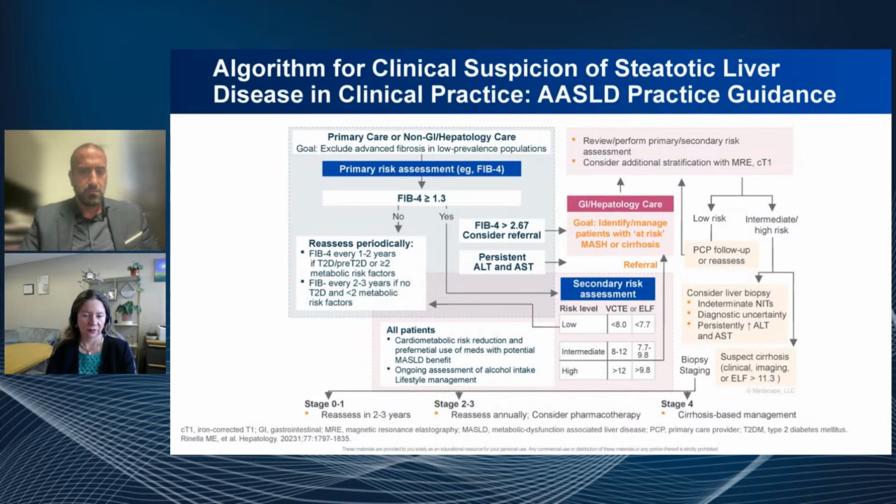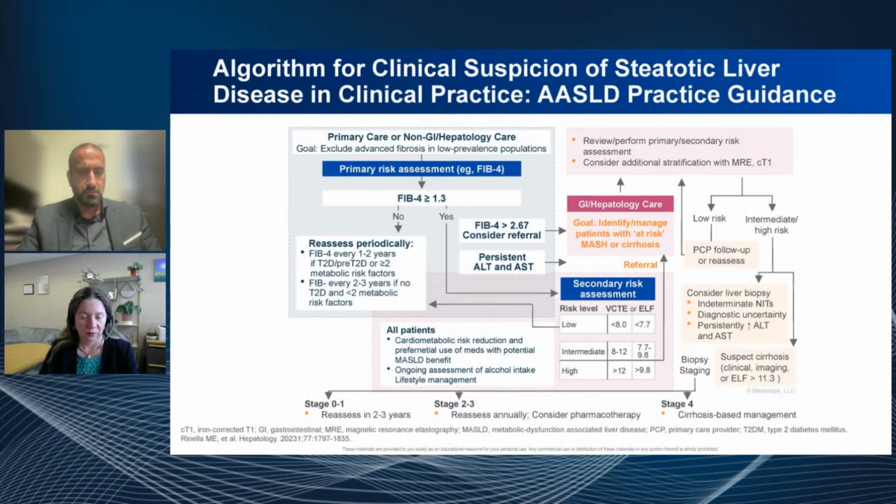If FibroScan is available, the cutoff that we should remember is that of 8 kilopascals. Anybody with a liver stiffness measurement lower than that is pretty unlikely to have clinically significant fibrosis. It can be monitored in primary care or non-hepatology. And a liver stiffness score of more than 8 warrants referral to specialty care.